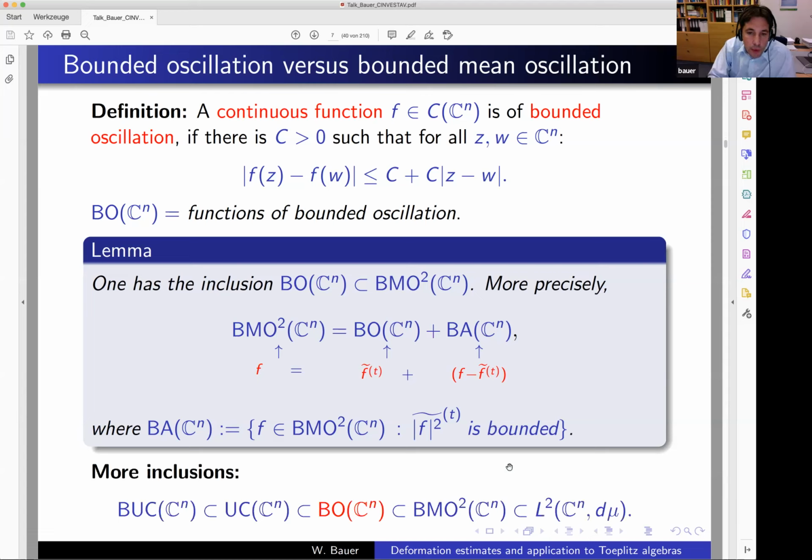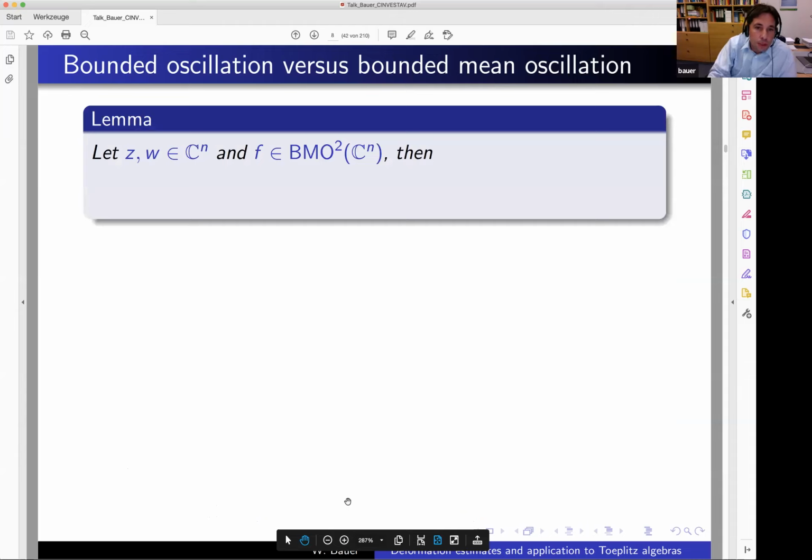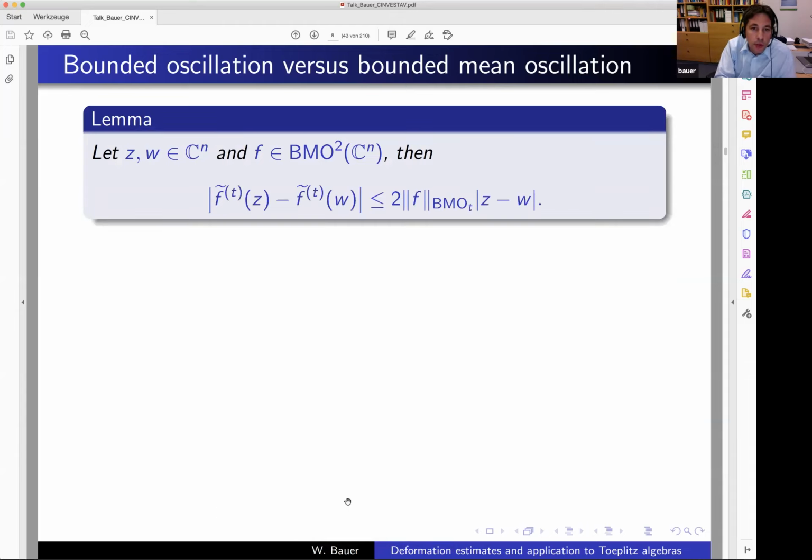And again, we can squeeze this new space into our chain of inclusions, and it fits between uniformly continuous functions and BMO2 in the middle here. Okay. So what's the relation really between BMO2 and BO? And that's also well known.